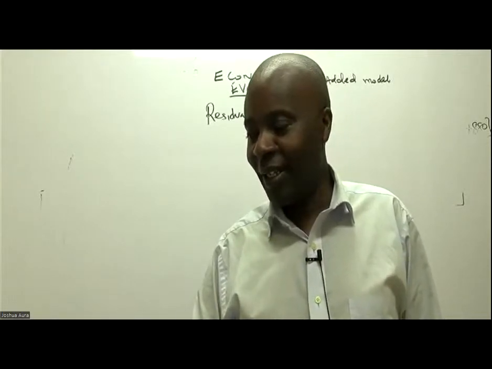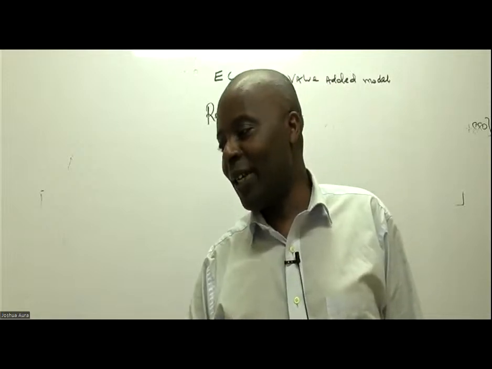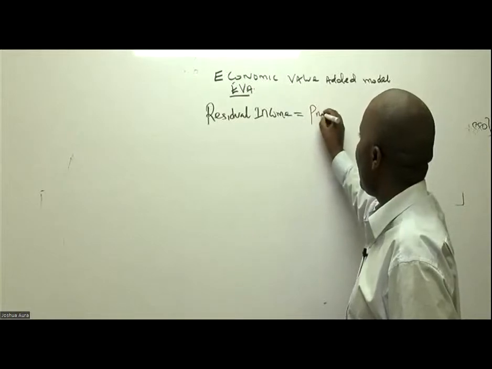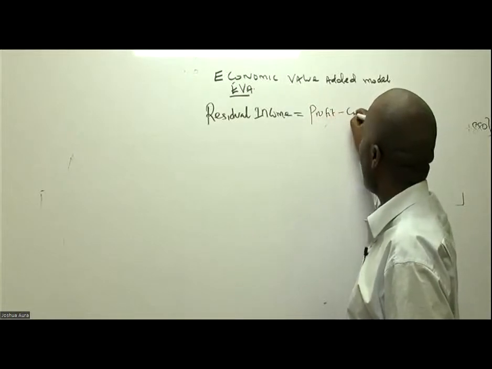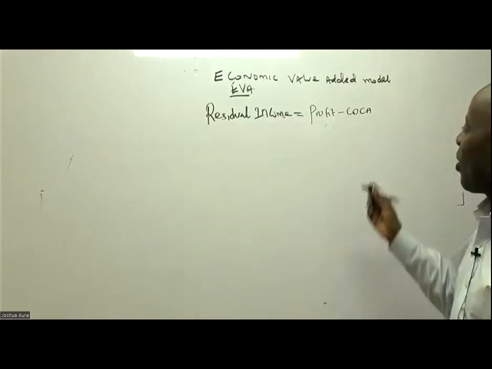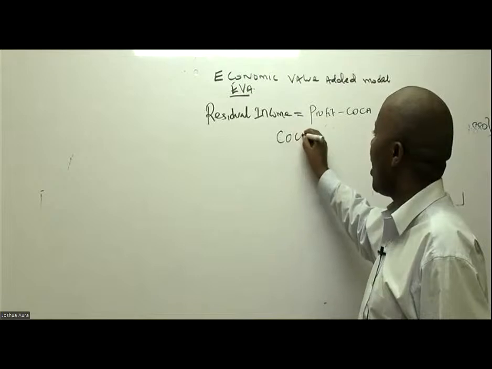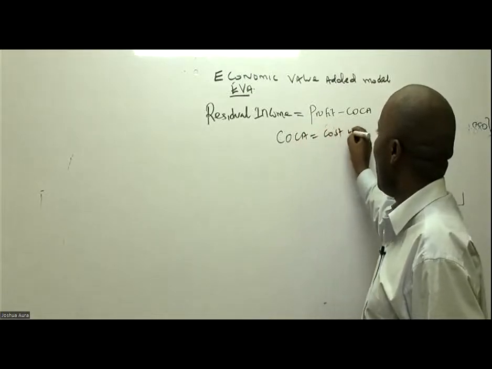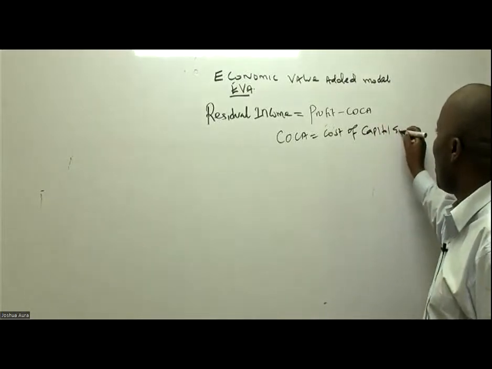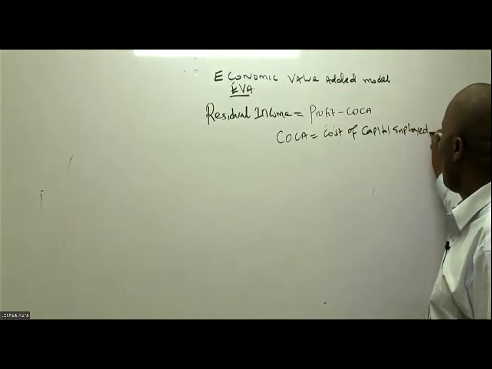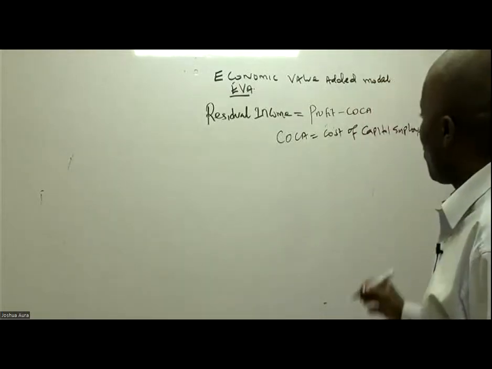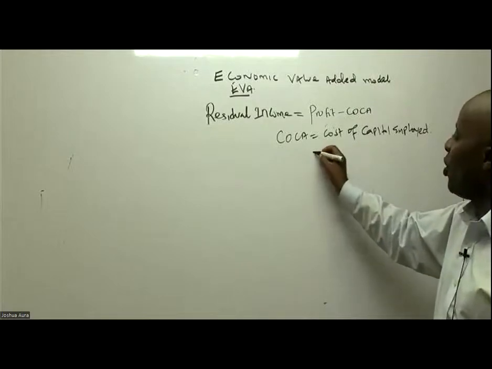Thank you very much, Atieno. It is profit minus Coca, where Coca is cost of capital employed. So remember, to get this cost of capital employed, what do we do?